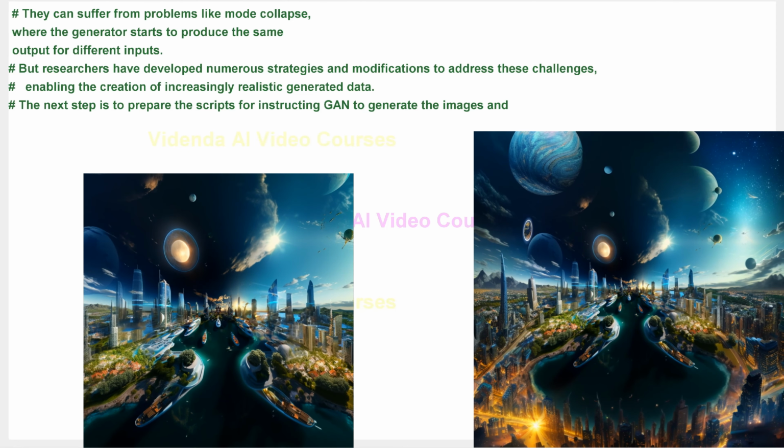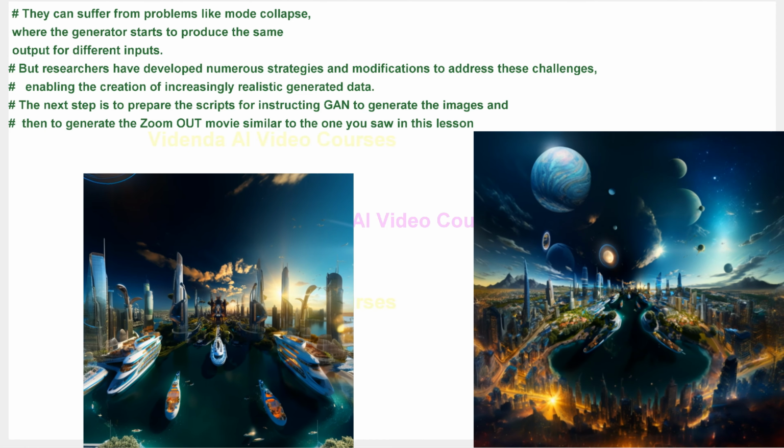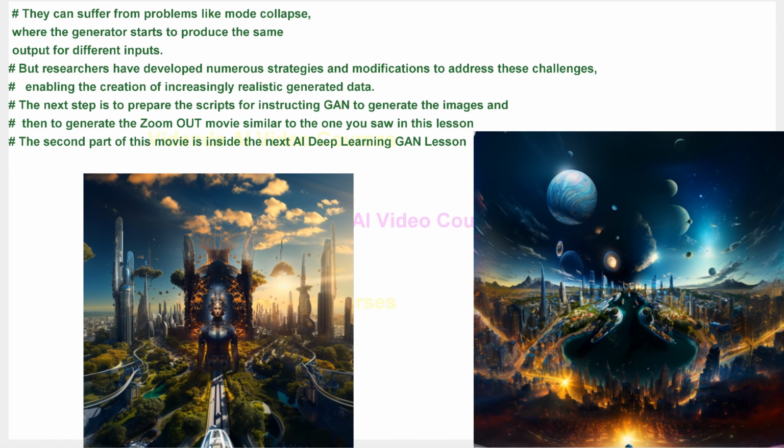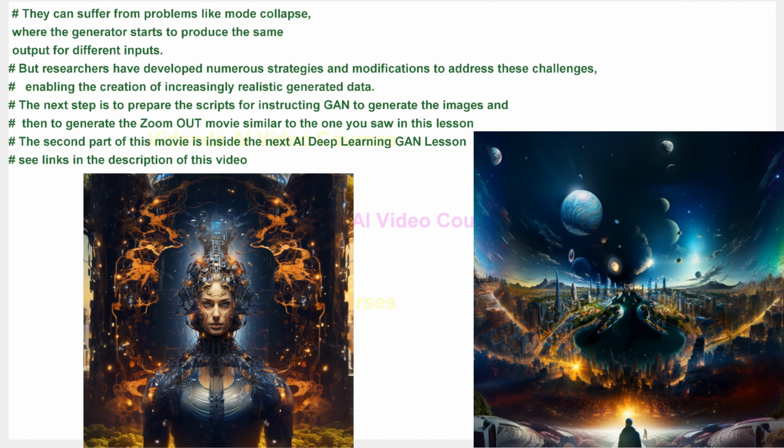The next step is to prepare the scripts for instructing GAN to generate the images and then to generate the zoom-out movie similar to the one you saw in this lesson. The second part of this movie is inside the next AI Deep Learning GAN lesson.